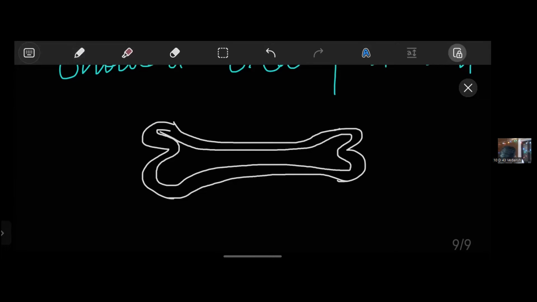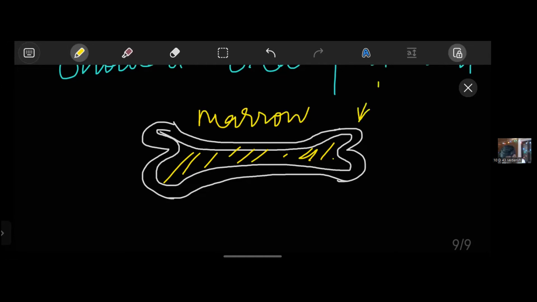This has a yellow matter in it. This is called a marrow. Okay, so the marrow is there. Then here are some cartilages, which are known as hyaline cartilages. Then there is a ligament over here. Then a ligament tear happened. That's that one.